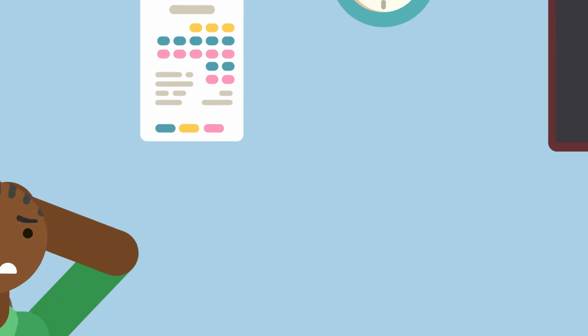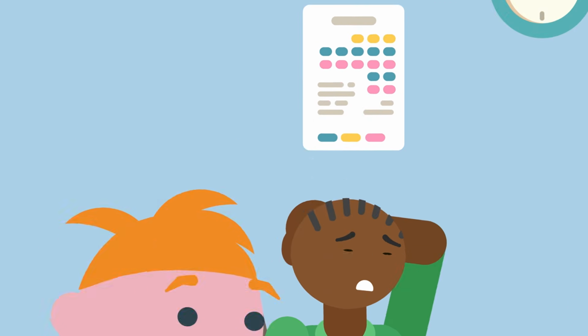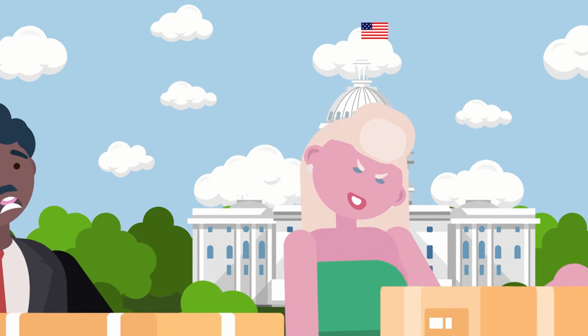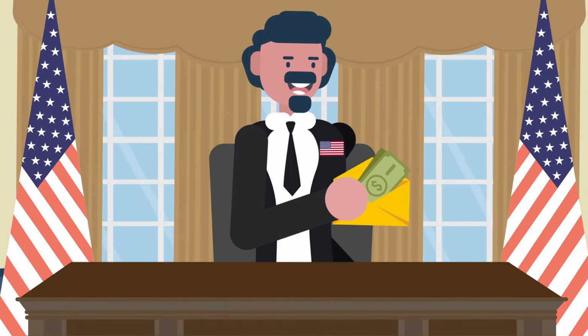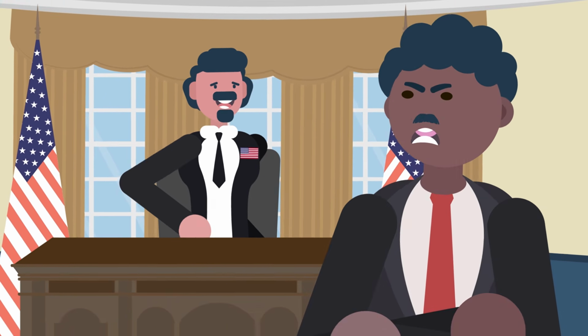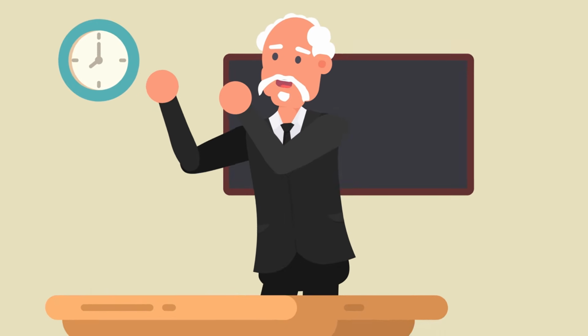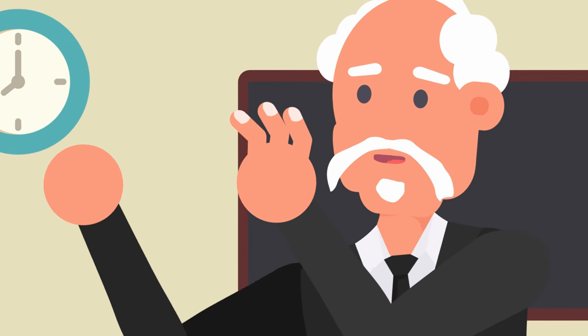In Article 2, Section 4 of the U.S. Constitution, it says, "The President, Vice President, and all civil officers of the United States shall be removed from office on impeachment for and conviction of treason, bribery, or other high crimes and misdemeanors." So the Constitution lays out 3 offenses for which the President may be impeached.